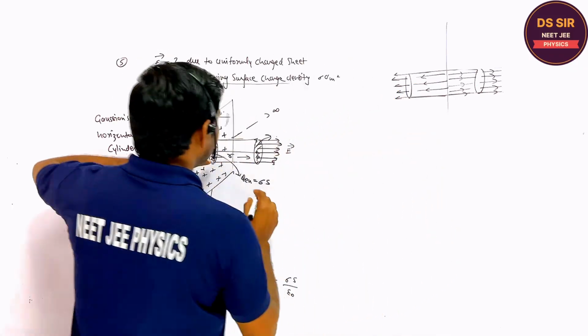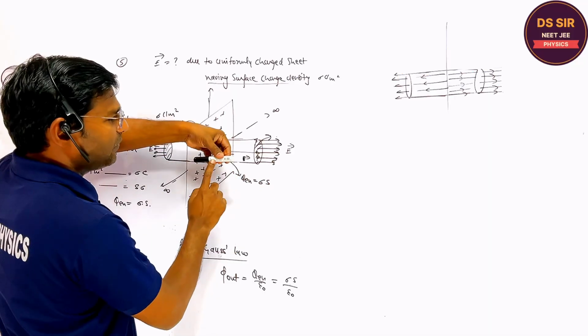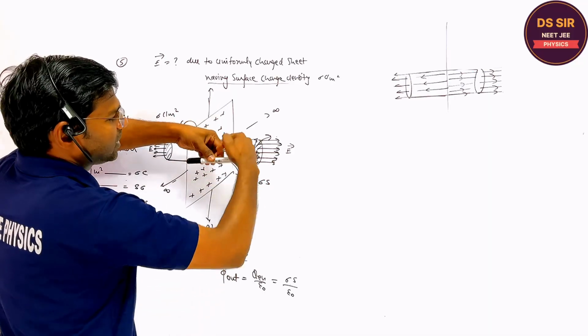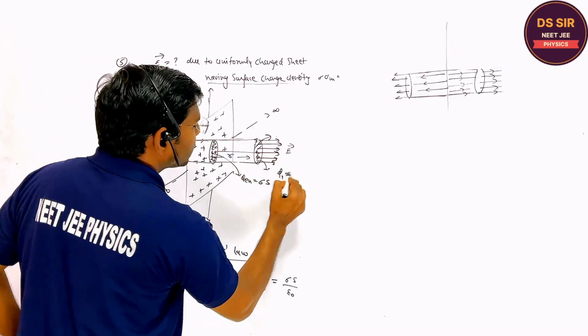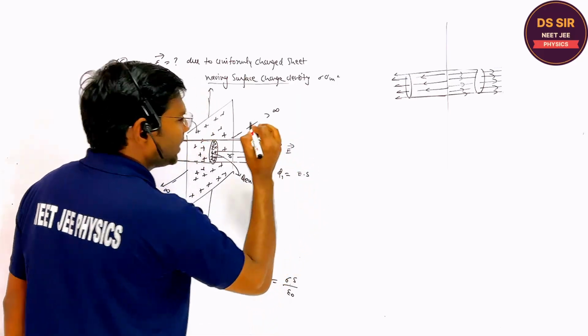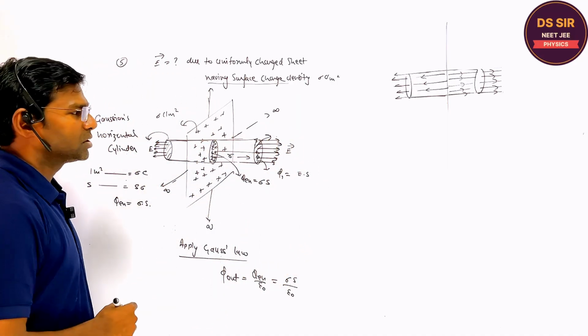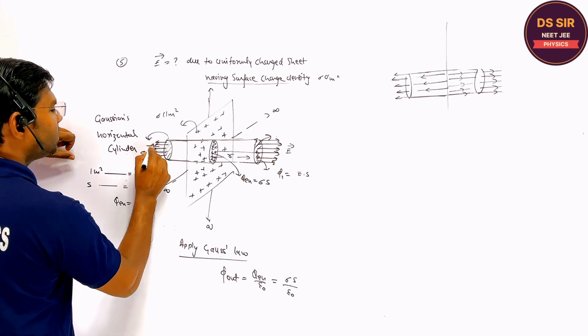So for this cylinder, there are three faces, or three surfaces. This is the 1, 2. For this case, can you write phi 1? Yes, the electric field multiplied by area, because E dS cos 0. Here the electric field and the area vector are in the same direction.